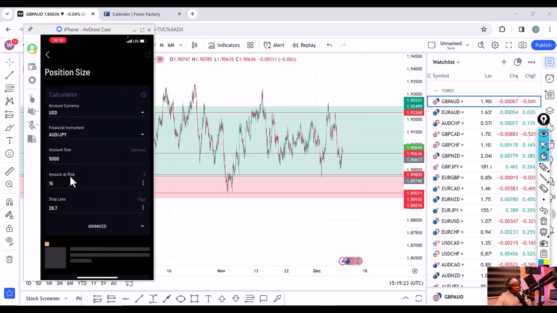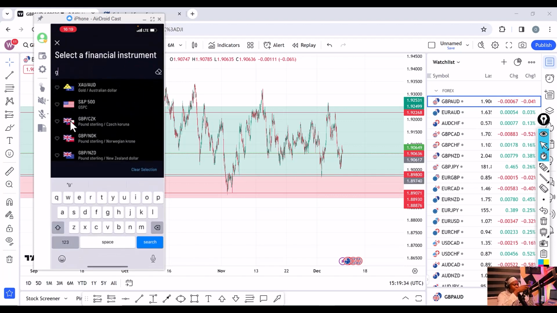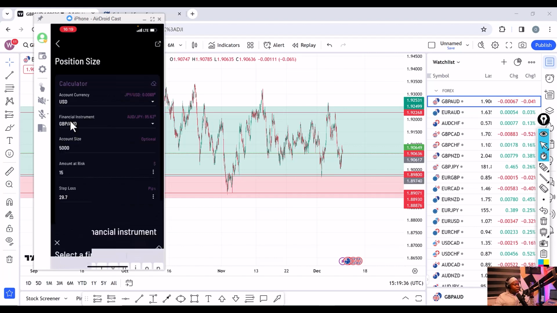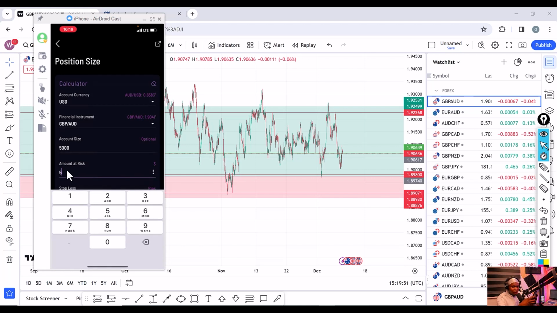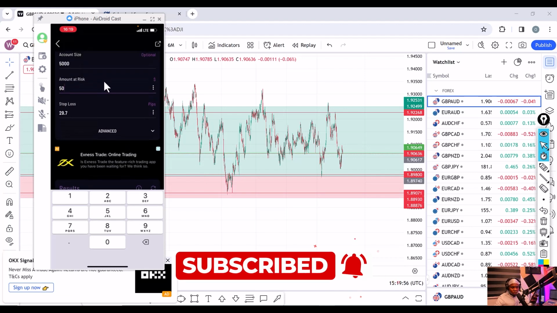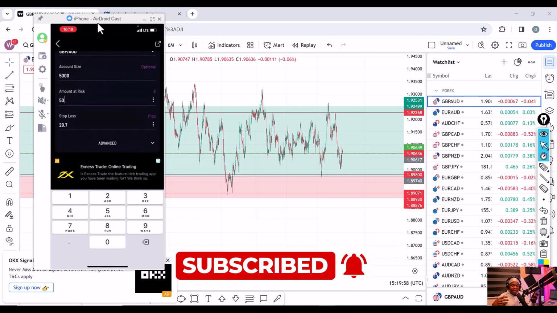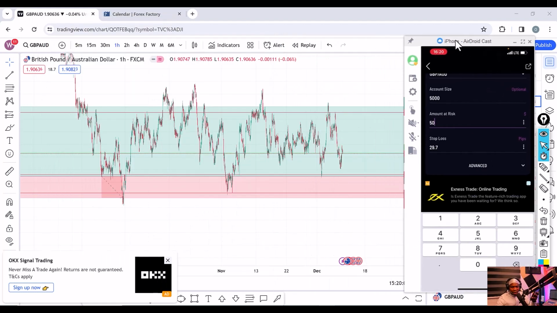Okay, so I intend trading GBP AUD, right? So I'm going to change this to GBP AUD. So I'm doing that GBP AUD. Okay, so for example, let's say your account size is 5,000, but you intend using $100. You split it into two. So here I'm going to put $50. Okay, then you have to calculate your stop loss. Your stop loss will determine the risk or the lot size. So let's quickly get into that.